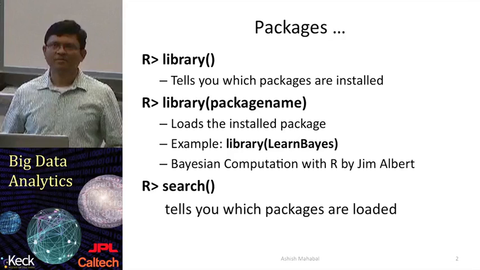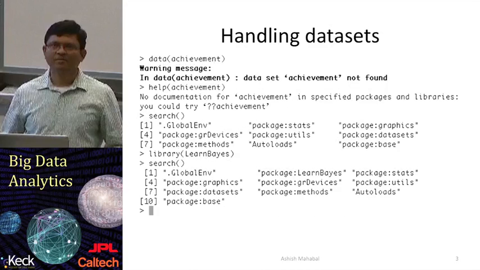So what we are going to do is see how one can handle data sets using these now. There are, of course, more automated methods than this, but it is good to know these basic methods as well. So let's see. Let's try to use a data set called achievement. The way you would do it is simply say data achievement, and that should load it for you.